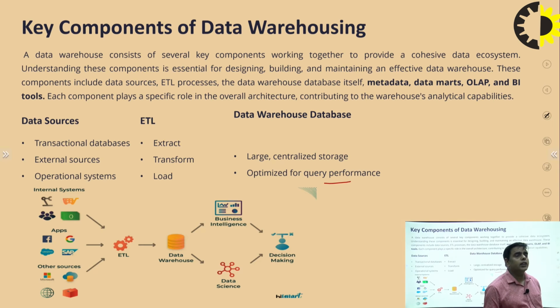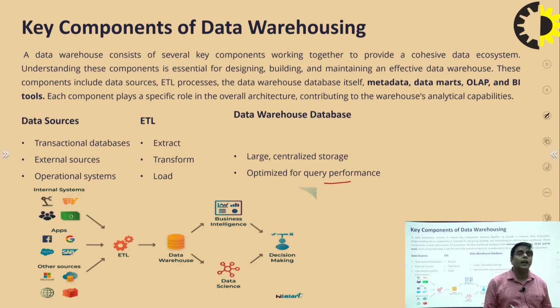Data mart: suppose we are using this data warehouse for a particular business, and this business has different departments. Each department may store its data in different data marts. So it may contain the inventory data. The data marts may be inventory, sales, marketing, or the data of other departments. And next is the OLAP.